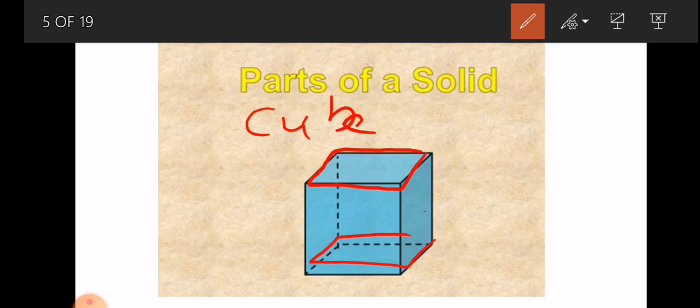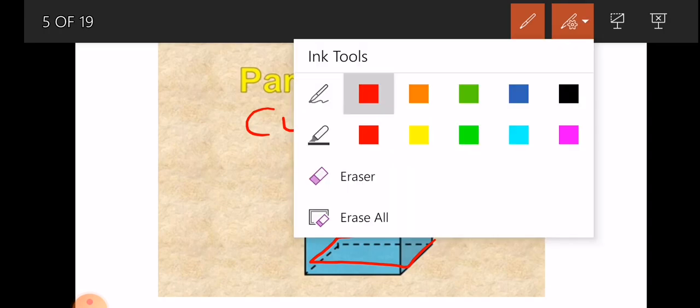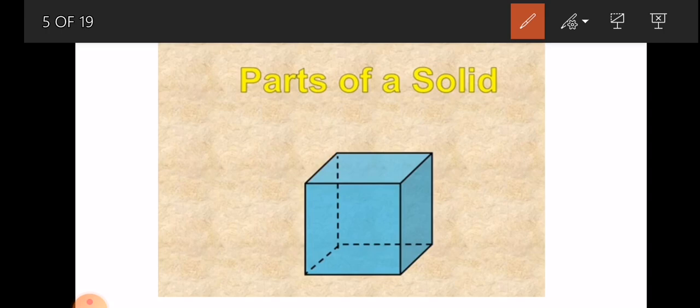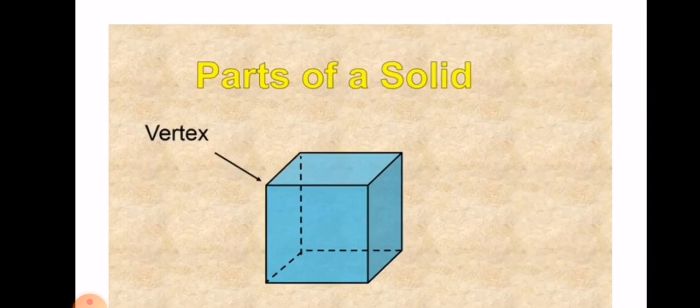We call it a cube. Let's explain on the cube what the parts of any solid figure are, not just the cube. For any solid figure, what are the parts? The first part of the solid figure: any solid figure has a vertex. Or to be more accurate, any polyhedron will have a vertex.